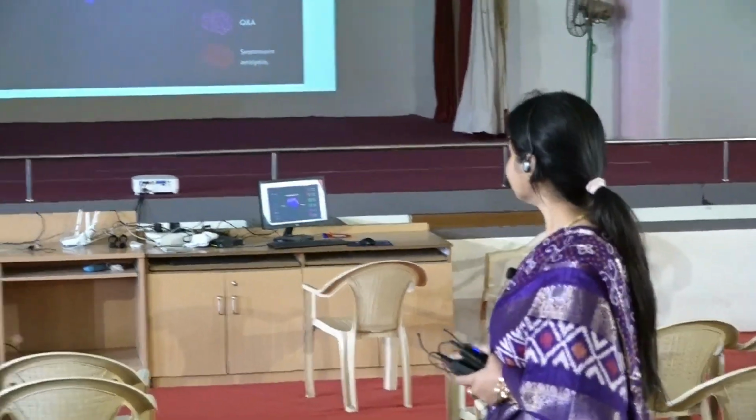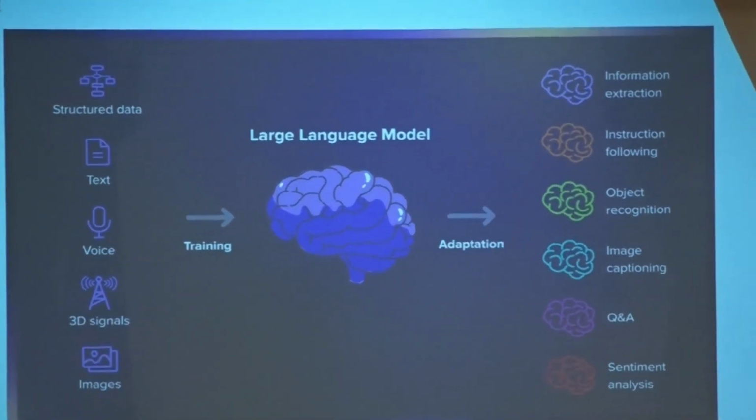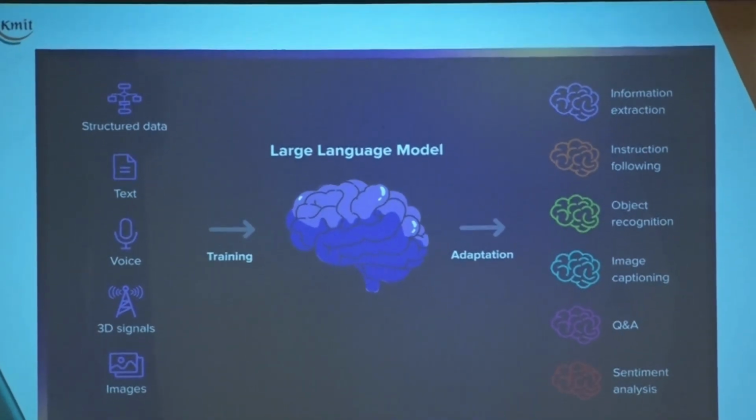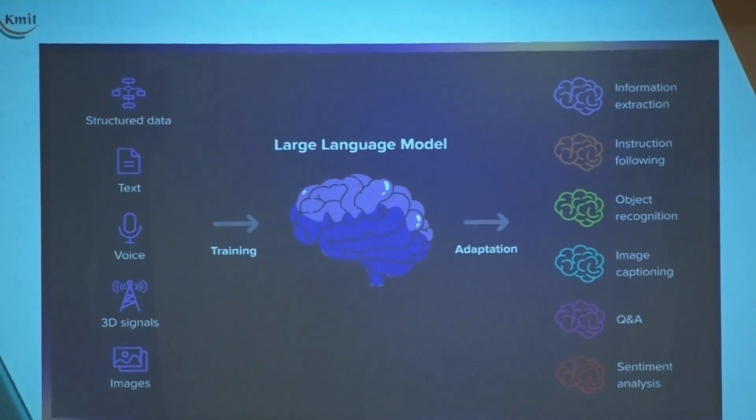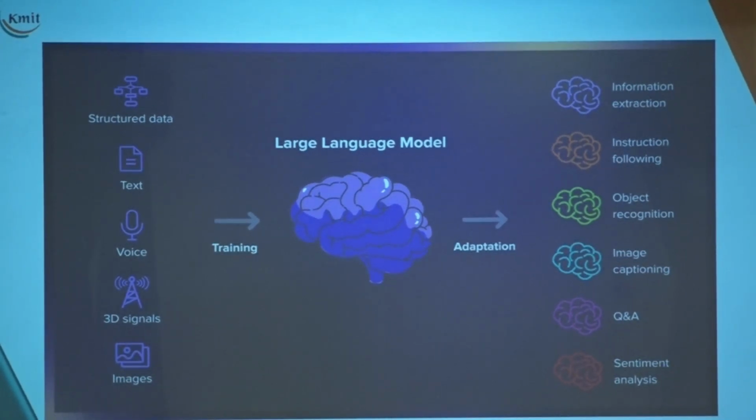So this is all about the evolution of LLMs. Where do we use LLMs? Everywhere. When you talk about AI, it is a large language model, basically, typically a transformer model.